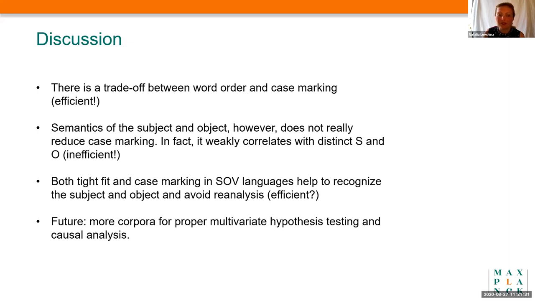But both tight fit, semantic fit, and case marking, according to Hawkins and others, help to recognize the subject and object very early, and then to avoid reanalysis that might be a huge cost for human language processing. And so these are the results of how all these cues are correlated. In the future, I would like to get more corpora for proper multivariate hypothesis testing and maybe perform causal analysis in order to see how all these factors are related, what triggers what. So thank you very much.